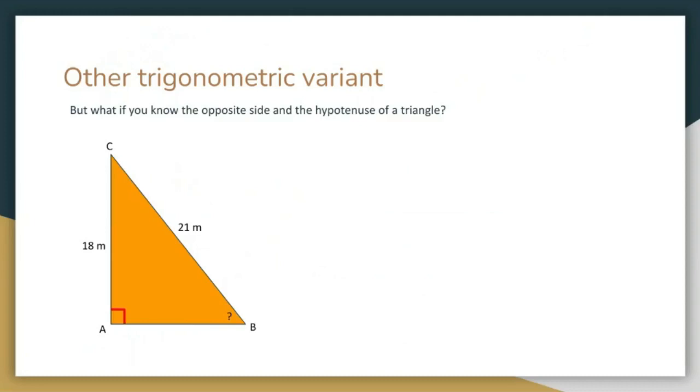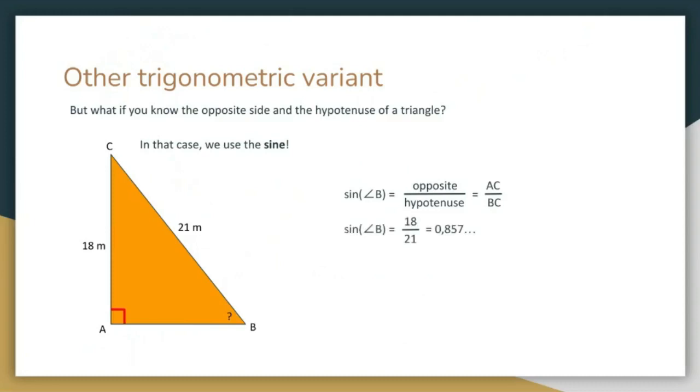So, the mathematicians of old have created another function, the sine. The sine is the same as the tangent, but uses a ratio opposite over hypotenuse. So, for calculating angle B, we're going to use the sine, meaning AC over BC. The second line will then be 18 over 21, which is approximately 0.857. To get our angle, we then take the inverse sine of this number to receive 59 degrees for angle B. Let's do that again.